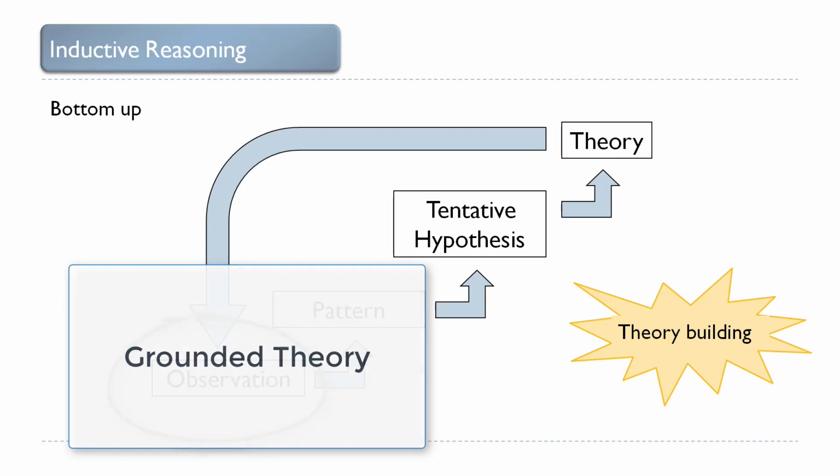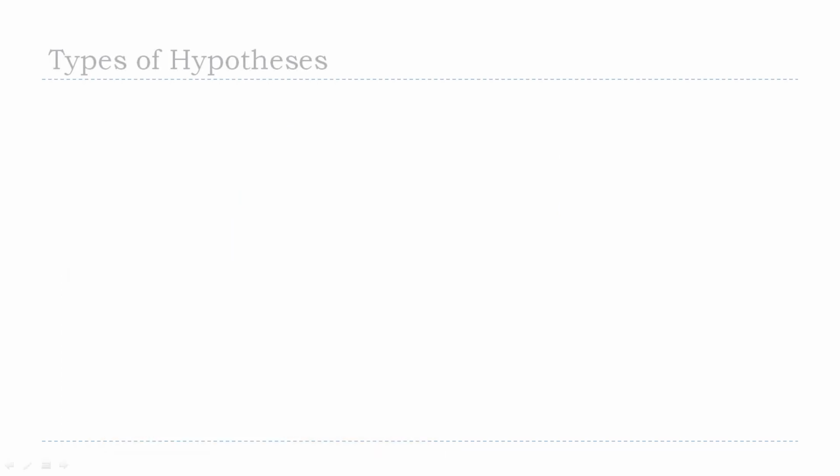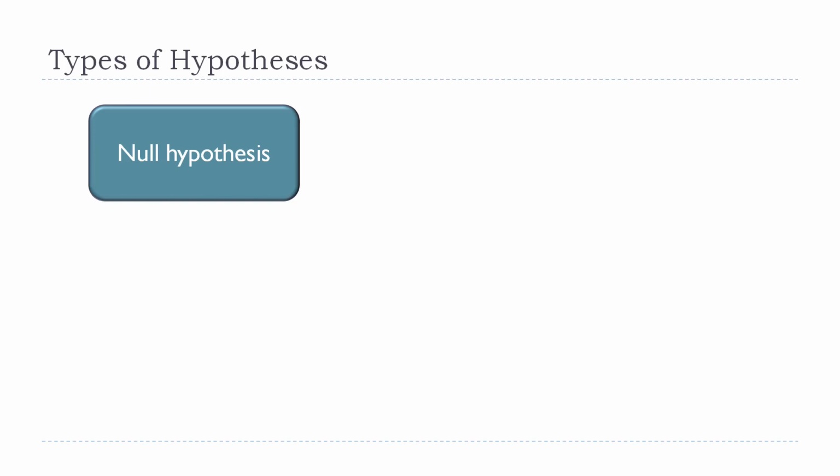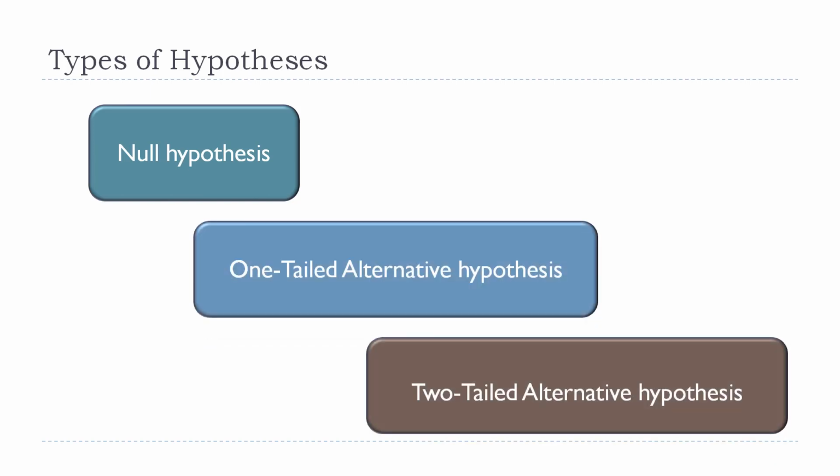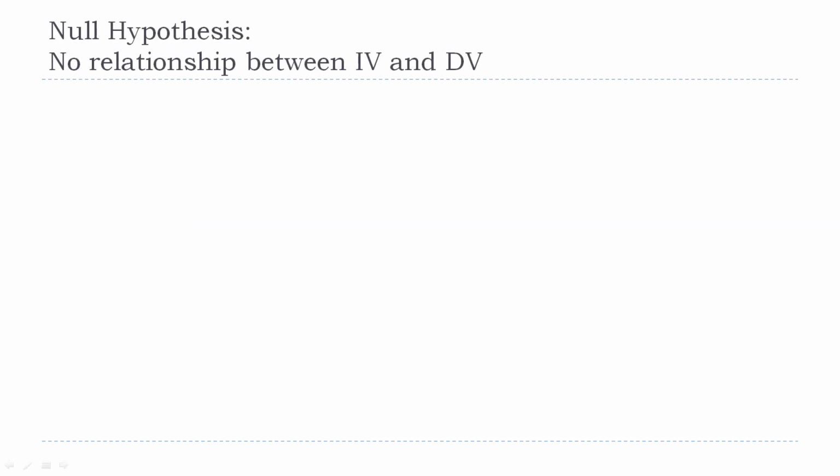Okay, just some terminology. There are also different types of hypotheses. There's what's called a null hypothesis, a one-tailed alternative hypothesis, and a two-tailed alternative hypothesis. The last two there are called alternative because they're alternatives to the null hypothesis. A null hypothesis states that no relationship exists between the independent variable and the dependent variable.